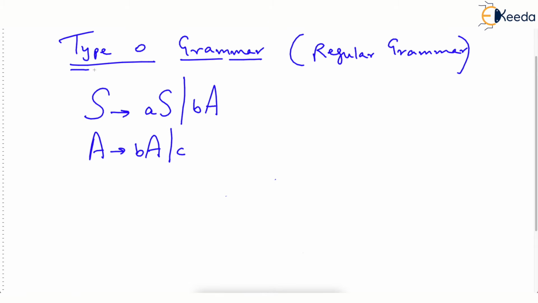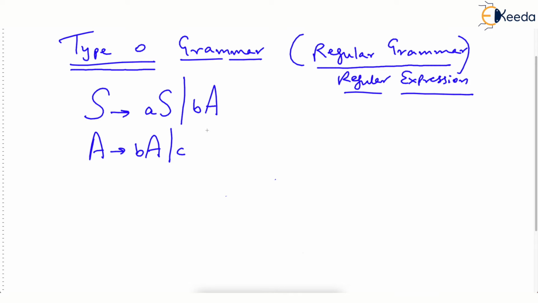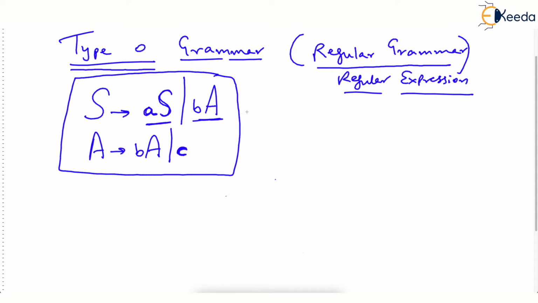Now as you all know, type 0 grammar is called regular grammar and it is nothing but expressed as regular expression. And the rule about regular grammar is that all the right hand sides have a restriction. Right hand side can contain a single terminal followed by a single non-terminal, or right hand side can contain only one terminal. Okay, now what I want to prove is that this regular grammar indeed is nothing but a regular expression, and it can be implemented using DFA or NFA.